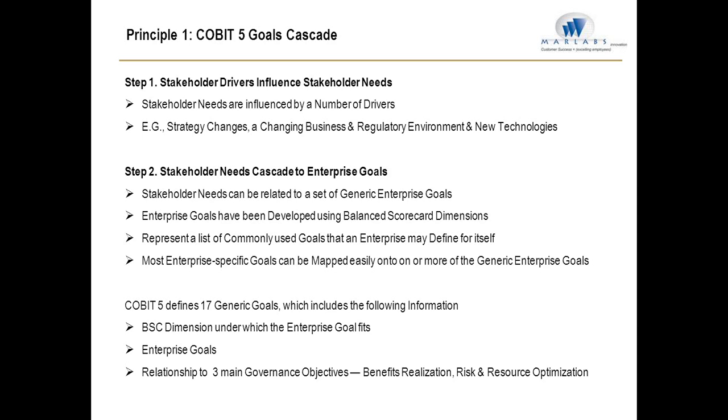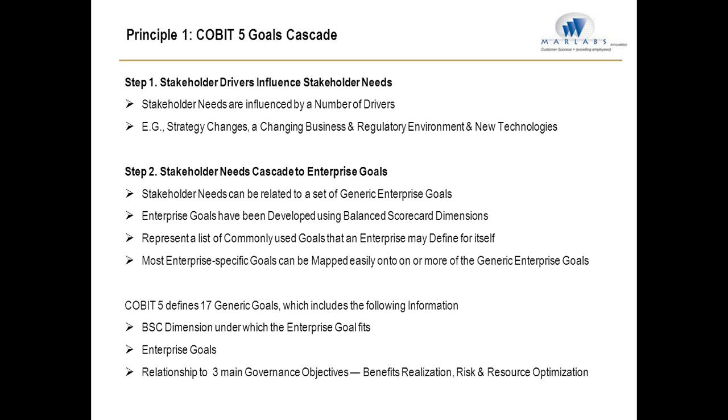The first step, stakeholder drivers influence the stakeholder needs. Example, say strategy changes, changing business and regulatory environment, and say new technologies. The stakeholders' needs transform into enterprise goals. These goals can be generic goals. It can be developed using a balanced scorecard method where the senior management, the business executives, the executive management will brainstorm using a balanced scorecard sheet to put up what are those enterprise goals. Basically, it's a list of commonly used goals that an enterprise might define for itself. Most of these enterprise-specific goals can be mapped easily onto one or more generic enterprise goals.